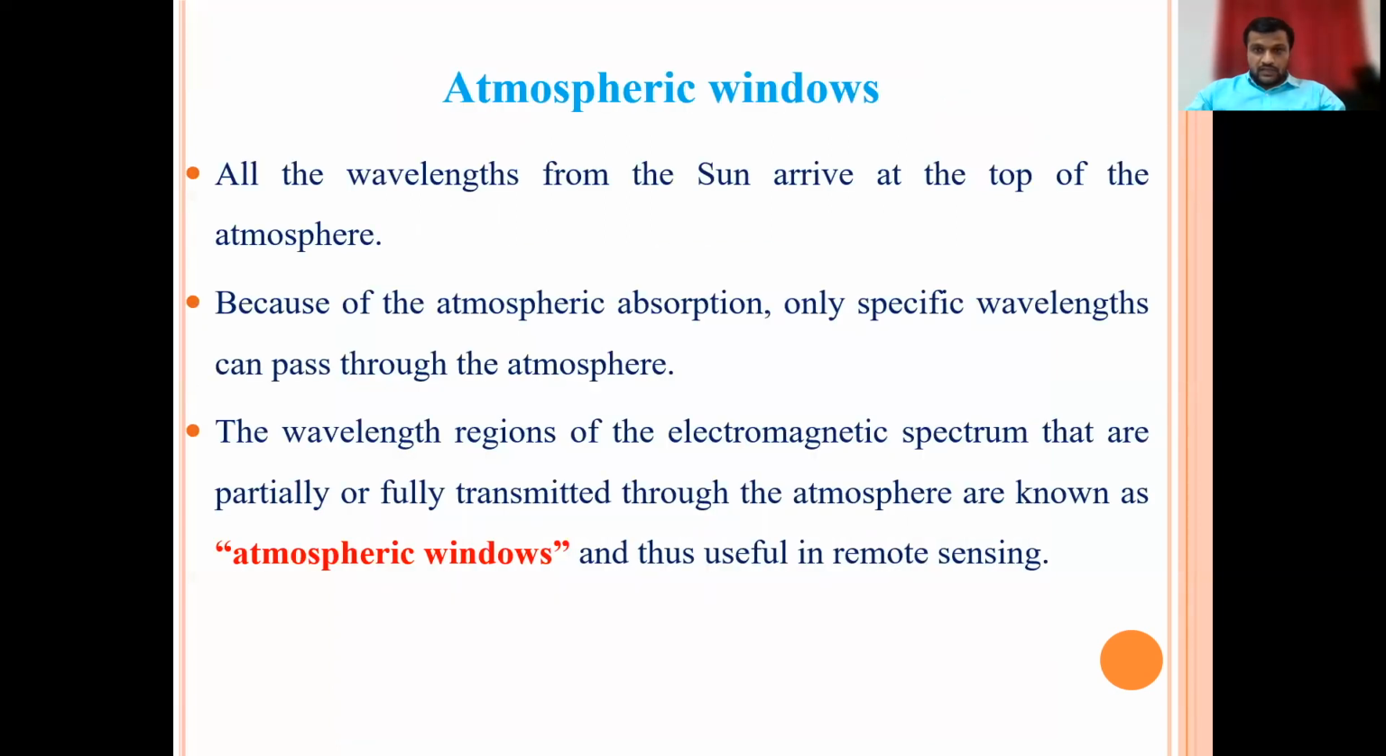Atmospheric windows are a very important concept in remote sensing. Whatever radiation comes from the sun, before reaching the earth surface feature, it has to travel through the atmosphere, because most of the energy coming from the sun will be absorbed by the atmospheric gases and particles. Only specific wavelength intervals can pass through the atmosphere. So the wavelength intervals that can pass through the atmosphere are considered atmospheric windows. Atmospheric windows are certain wavelength regions of the electromagnetic spectrum that are partially or fully transmitted through the atmosphere.